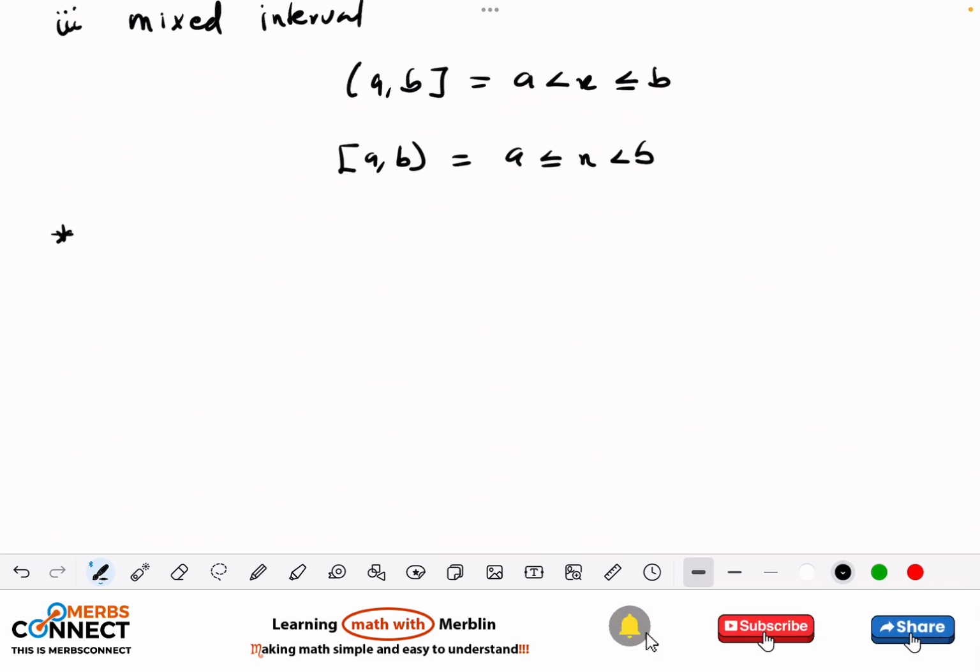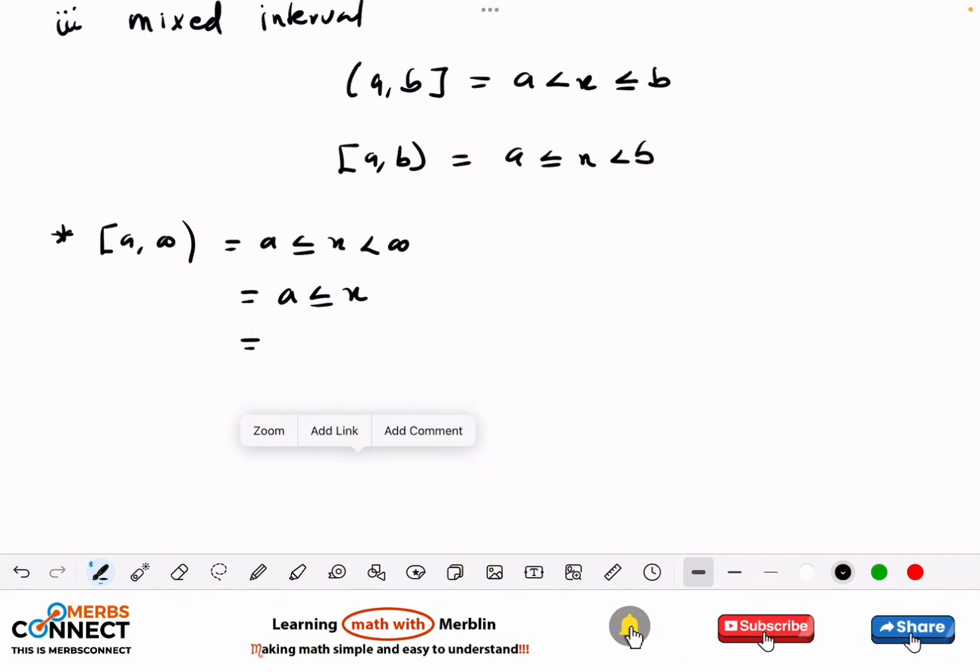So something like [A, infinity). Now, anytime you have infinity like this, we don't know where we are getting to, so we cannot include infinity. So for infinity we always use the open bracket. And this is the same as A less than or equal to X less than infinity. And this can be written as A less than or equal to X, the same thing. And this one too can be written as X greater than or equal to A, the same thing.